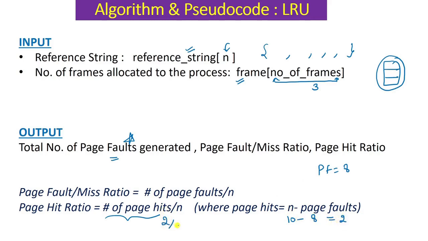So 2 upon 10 will be the page hit ratio, that is 0.2. And the same way, 8 upon 10 will be your page fault or miss ratio. So in between the input and output, we have to apply the LRU algorithm, so that by using the input we can get the output.